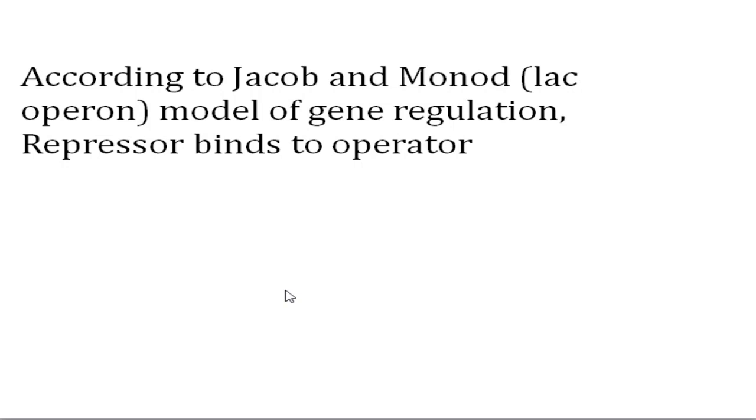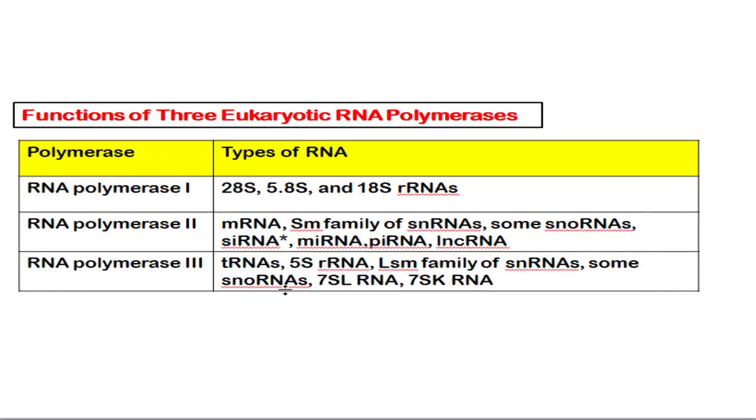Next, according to the Jacob and Monod model, the repressor binds to the operator. I think this time two questions have been asked from the lac operon. One, which enzyme is involved in the lac operon? It is beta-galactosidase. Next question is regarding the repressor. In which particular region does the repressor bind? The repressor binds to the operator region.